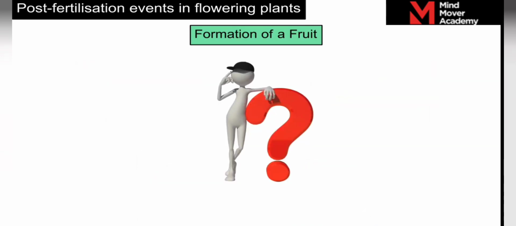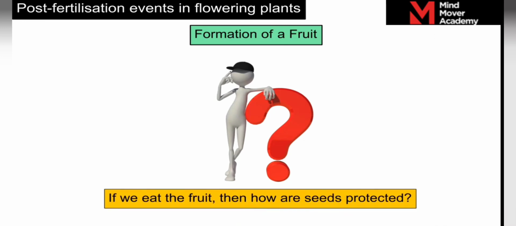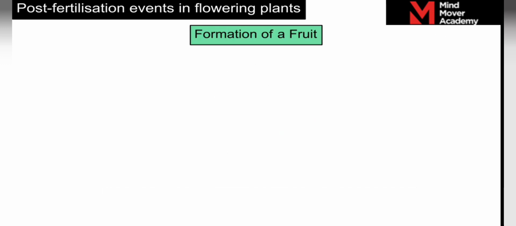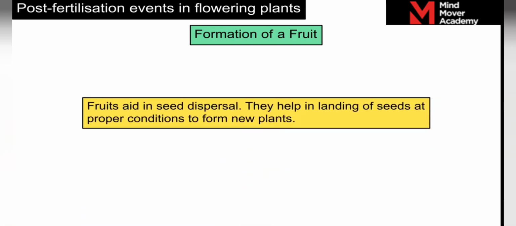Now you must be thinking, what is the function of a fruit? Protection of seeds? Am I right? But if we eat them, how are seeds protected? Well, think about it. Fruits aid in seed dispersal. Just like the flowers, they too have a bigger mission to accomplish, which is to land the seeds in proper conditions safely so that a new plant is formed.